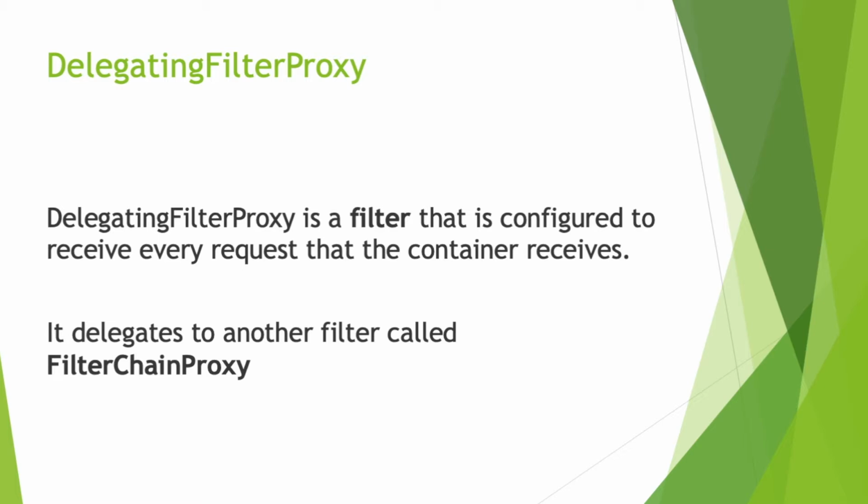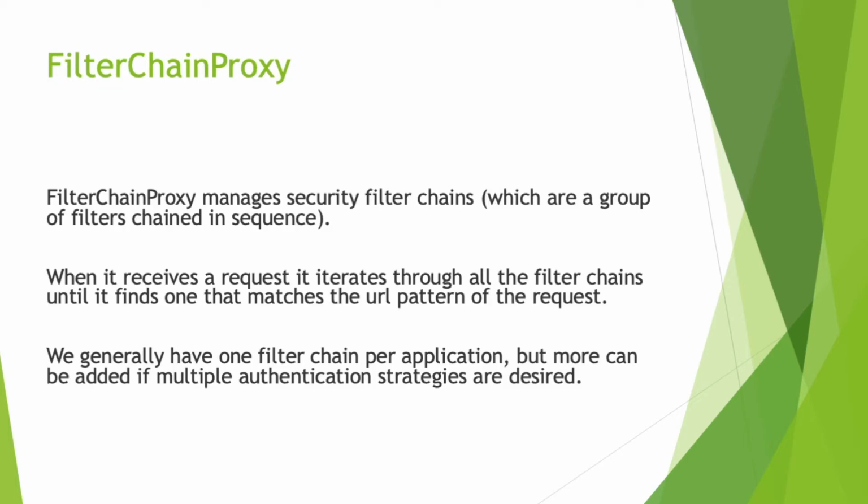The very first filter that Spring Security uses is called the delegating filter proxy. The delegating filter proxy is simply a filter that receives all the requests that the container receives. And all it does is delegate to another filter called the filter chain proxy. The filter chain proxy manages security filter chains, and this is basically where all your filter chains are stored. When it first receives the request, it iterates through all the filter chains until it finds the one that matches the URL pattern of the request. We generally have one filter chain per application, but there may be more if multiple authentication strategies are desired.